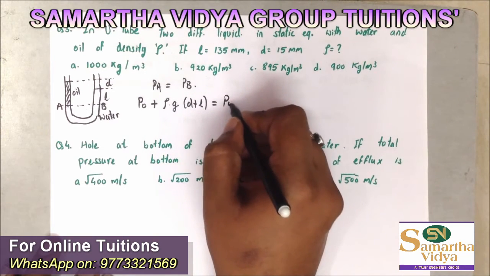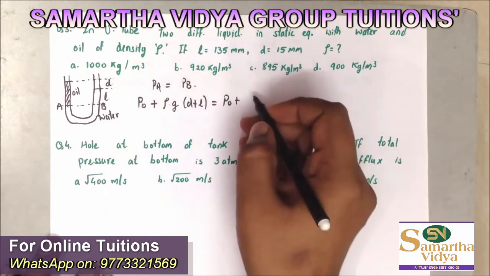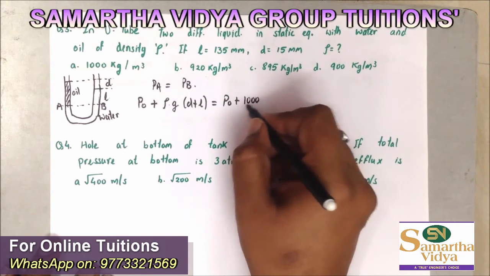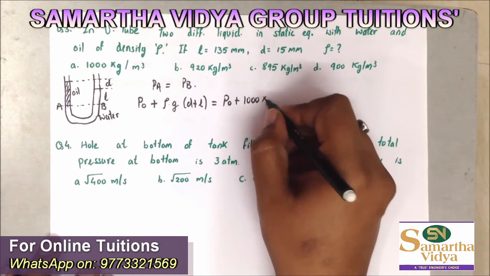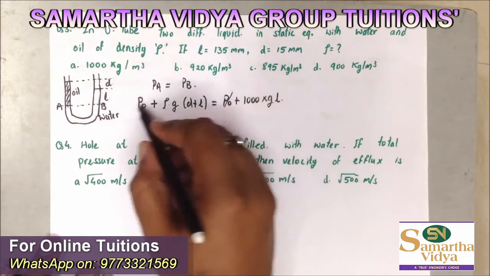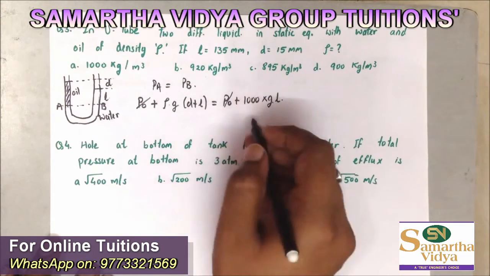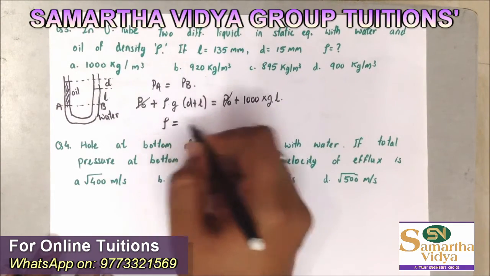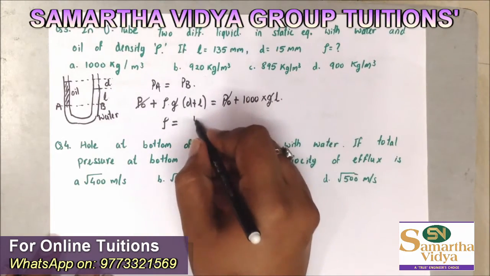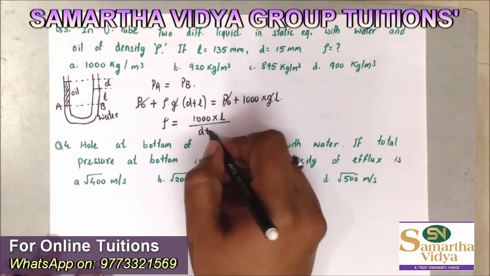This will be equal to P naught plus the same thing. Since the height is L over here, and we know the density of water is 1000, it's going to be 1000 into G into L. The P naught, the atmospheric pressure, cancels out, and G also gets cancelled out. So we can calculate rho from here, as 1000 into L divided by D plus L.